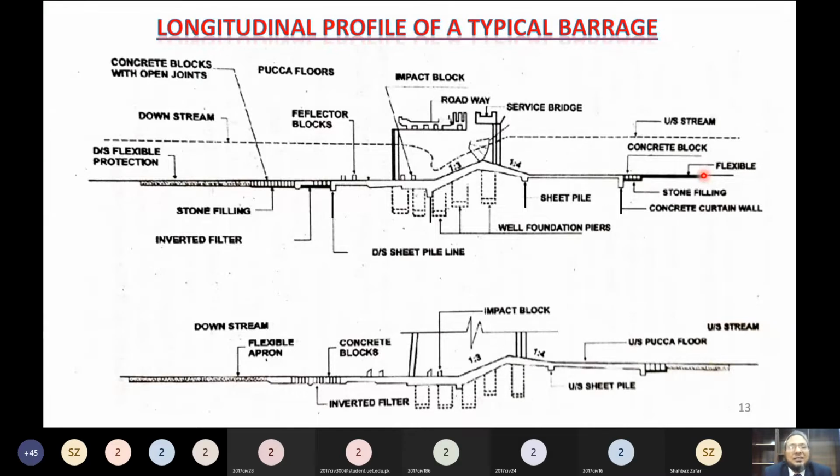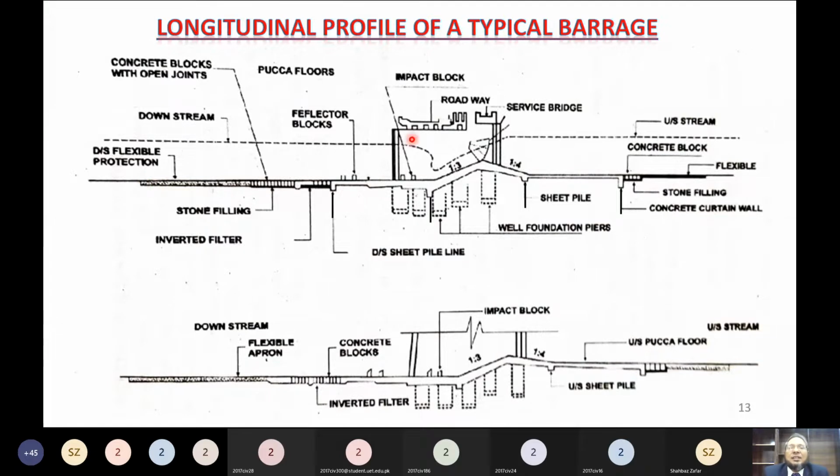So where do we require a larger length of the flexible apron? So on the downstream side, sir. On the downstream side. Why? Super critical. Sir, because there is a lot of energy, a lot of turbulence, and also the high velocity is on the downstream side.